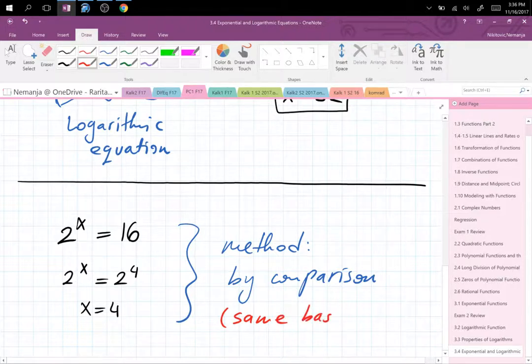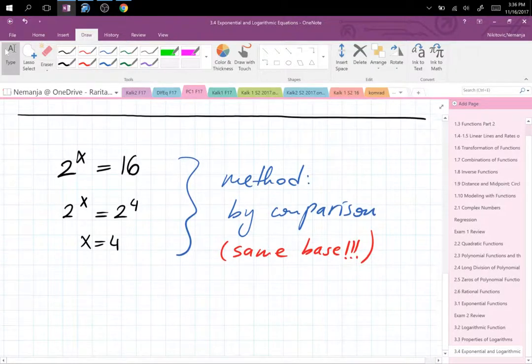Same base. You can't use this if you have 2 to the x equal to 9, because you can't write 9 as 2 to some exponent. But 2 to the x equals 16 is okay, because you can write 16 as 2 to the 4th, and then you have the same base. If 2 is the same as 2, then 4 and x better be the same to have the same things on left and right. It's a really interesting way to solve these equations.